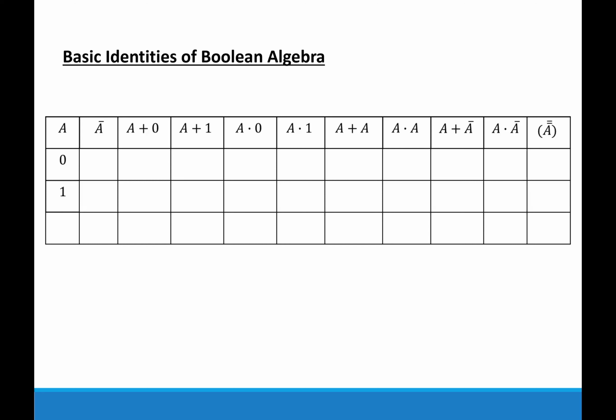For these two rows, you will get only ones and zeros. If you complete these two rows, you will have only ones and zeros. But for the last row, try to get a unique answer for these operations. It can be A, it can be A bar, it can be 1, or it can be 0, okay? Only for the last row, and for the other two rows, you will get only ones and zeros.